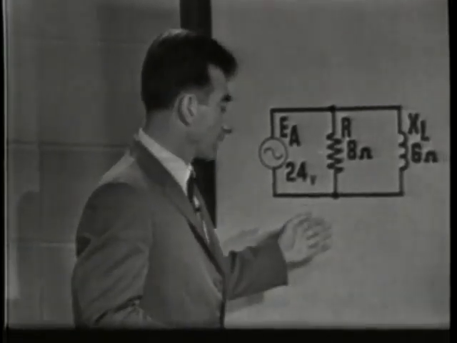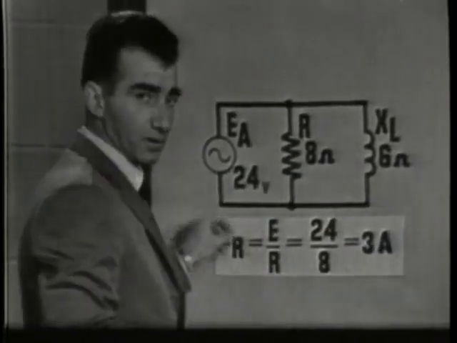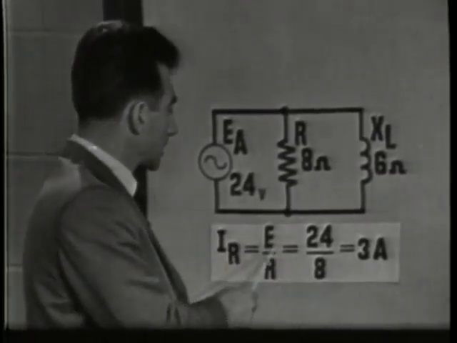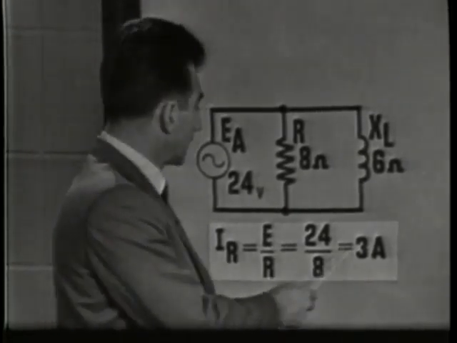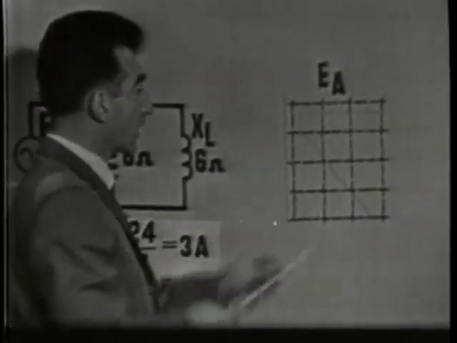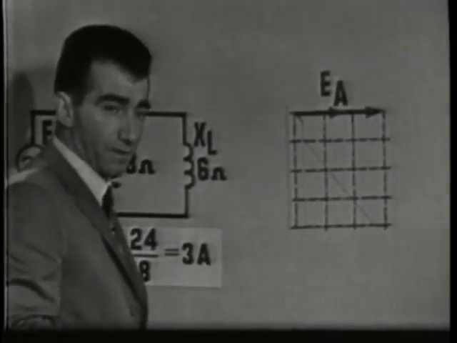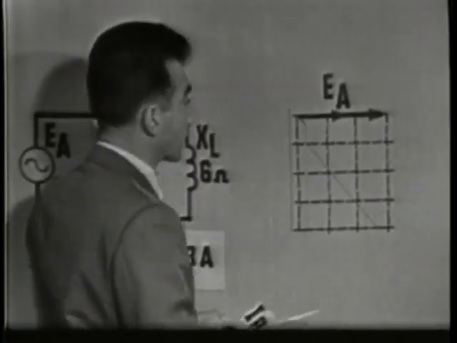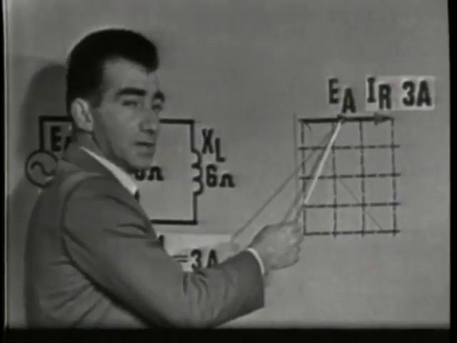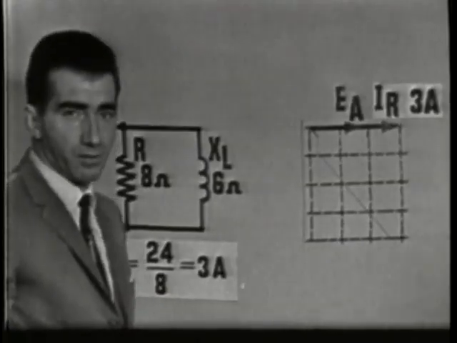For example, in this circuit, if we apply Ohm's law to find out the current value in the resistive leg of the circuit, we take the applied voltage, 24 volts, across the 8 ohms. IR is equal to E over R, or 24 over 8. IR is equal to 3 amperes. Now, if we plot IR on our vector graph, we must show it in phase with EA, because there is no phase shift caused by the resistor. And of course, IR, according to our calculations, is 3 amperes, in phase with EA. And notice we've allotted 3 units on the graph to represent IR of 3 amperes.